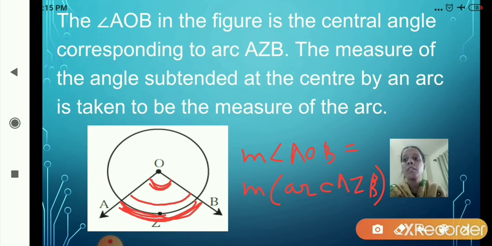Why? Because this is the central angle and this is the corresponding arc. So the measure of the corresponding arc is equal to its central angle. Hope you are clear till here.